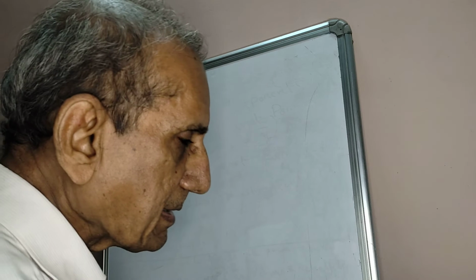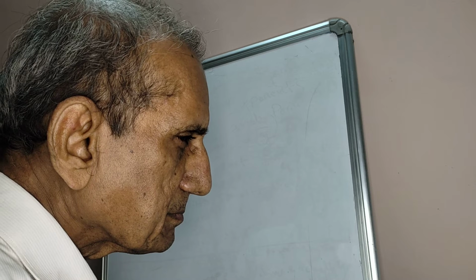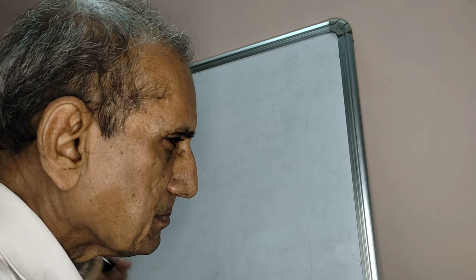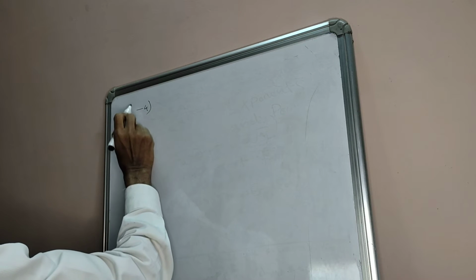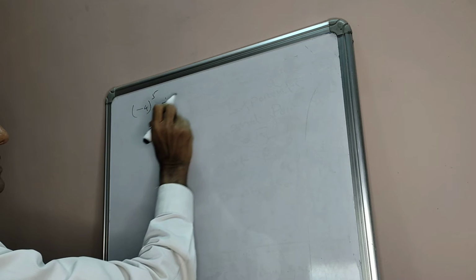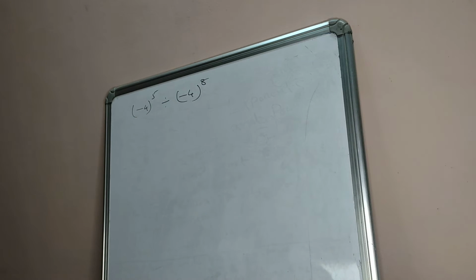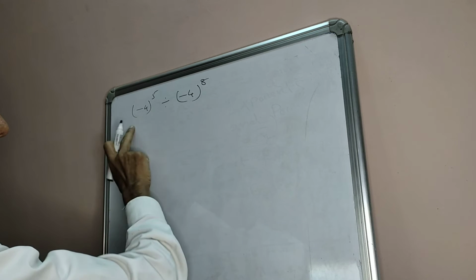Supposing I give you a problem like (-5)^5 minus 4 divided by (-4)^8. How do you do this? Now the bases are the same again.